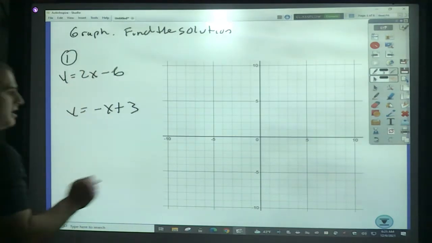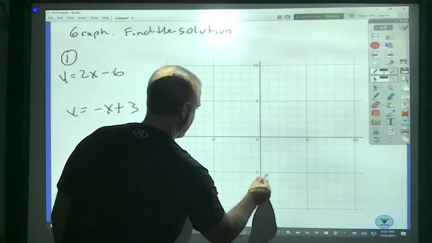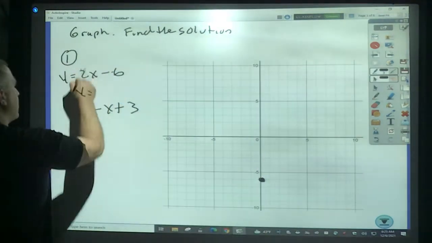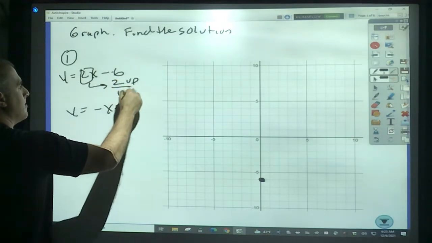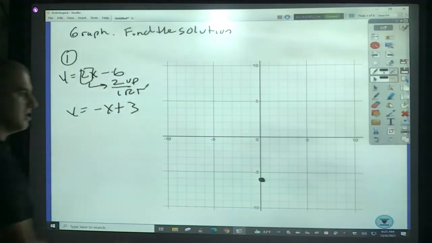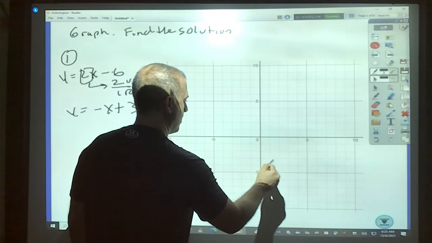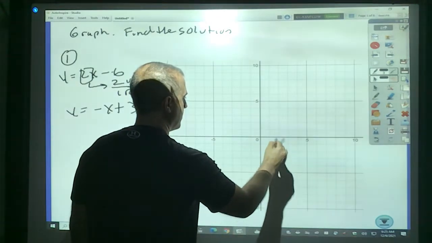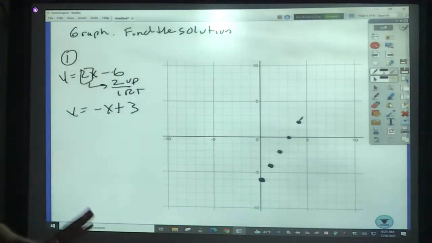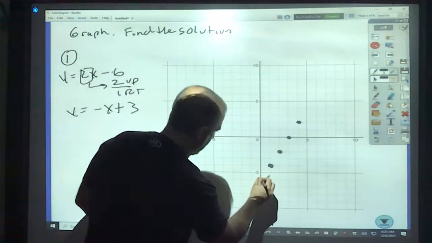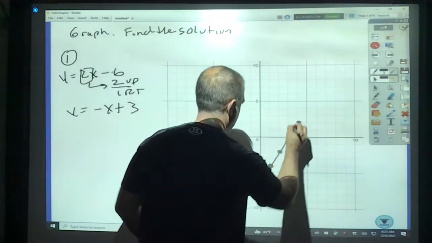So this one, I'm going to start at -6. And then because I have a slope of 2, that means 2 up, 1 right. Remember, always make that a fraction. So 2 up, 1 right, 2 up, 1 right. You're going to want to make multiple points to make sure you have a straight line here.